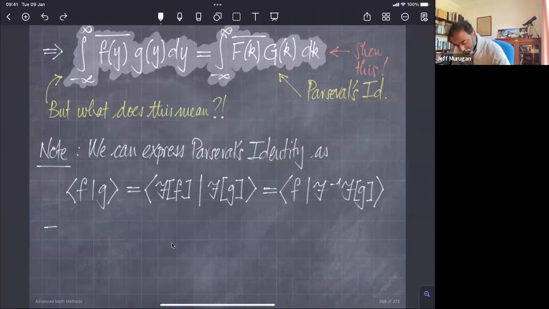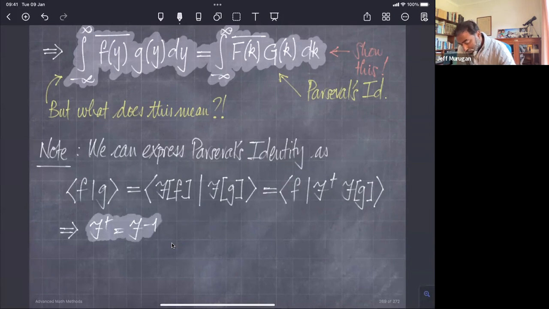Let's backtrack one second here. When I move the operator across the bar in the inner product, it's not F inverse, it's F dagger, the Hermitian conjugate. This is the definition of Hermitian conjugation. Right. And again, this statement must be true for all functions f and g in our Hilbert space, meaning that F dagger is the same as F inverse. That's the statement I want to make here. That if you want to find the inverse of the Fourier transform, what you have to do is take the Hermitian conjugate of the Fourier transform.